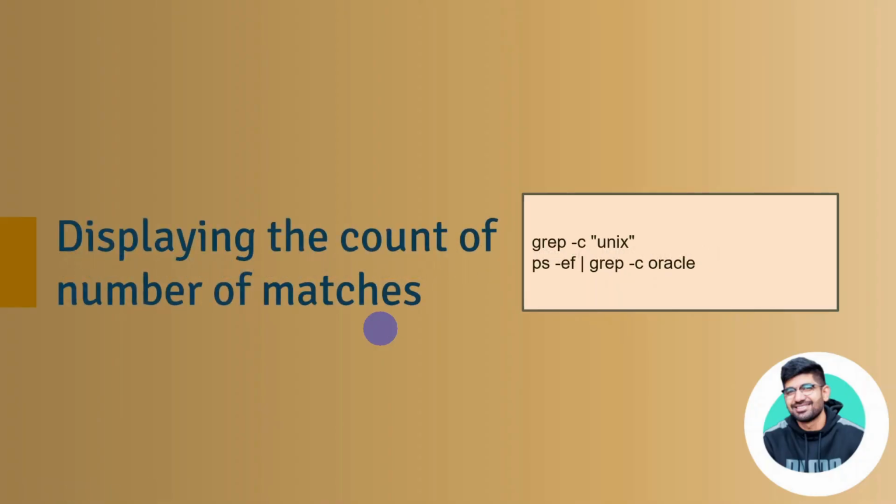Next is displaying the count of the number of matches. For that you can use the -c option. With this option we can find the number of lines that match the key string. So let's see how it works.